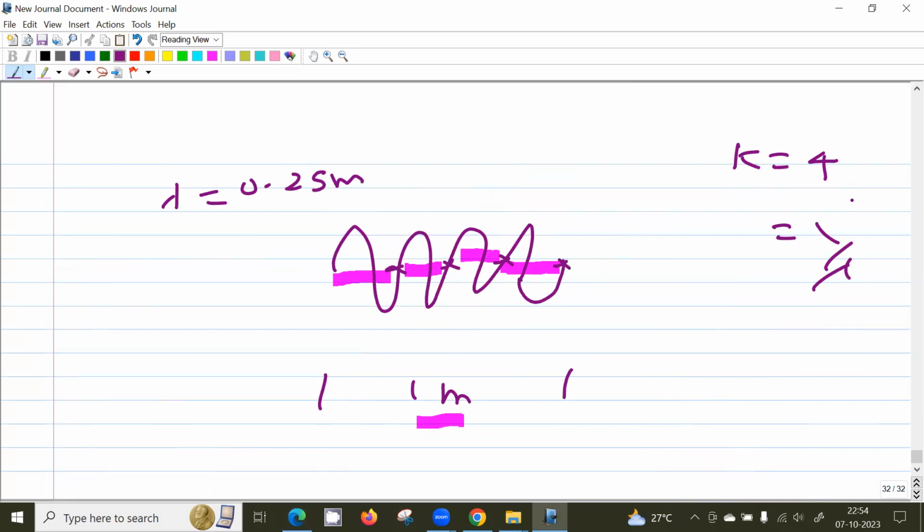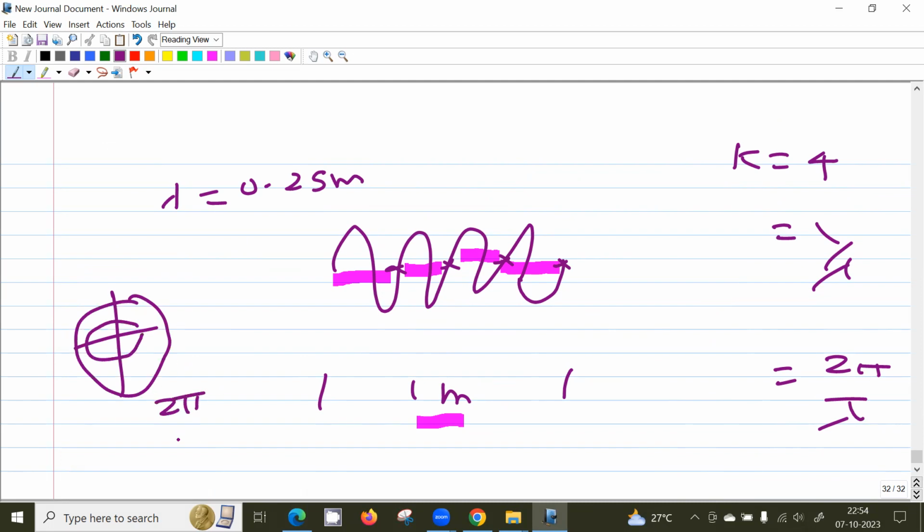So instead of defining k as 1 by lambda, I can also define it as 2 pi by lambda. The idea is it's like a circle. In this complete circle, the angle is 2 pi. So in 2 pi radians, how many wavelengths are there?